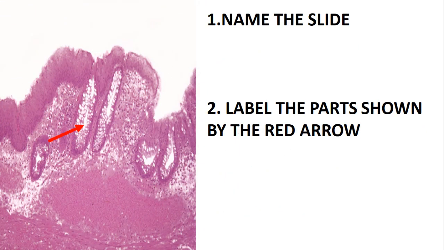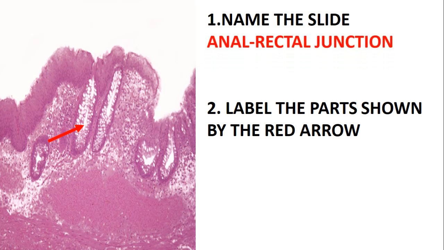Alright, let's quickly move on and look at this slide. Name the slide. If you look at this slide, it is also a junction between the anal region and the rectum. So this junction is just known as the anal rectal junction. Label the part shown by the red arrow. So these are just intestinal glands.